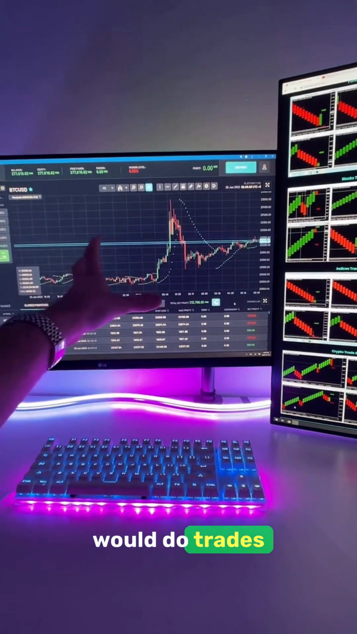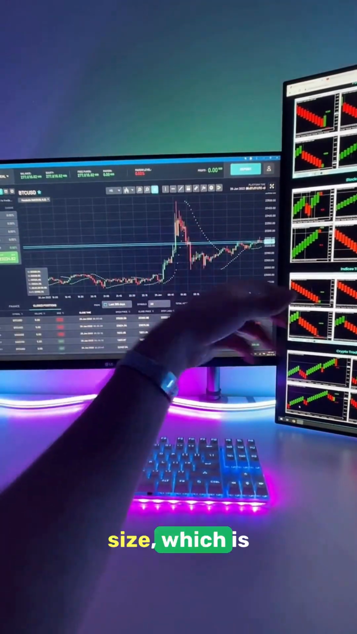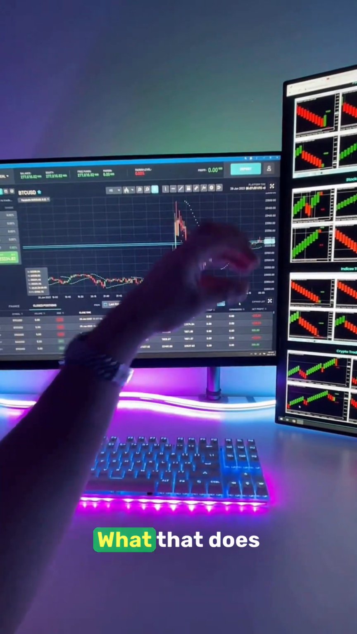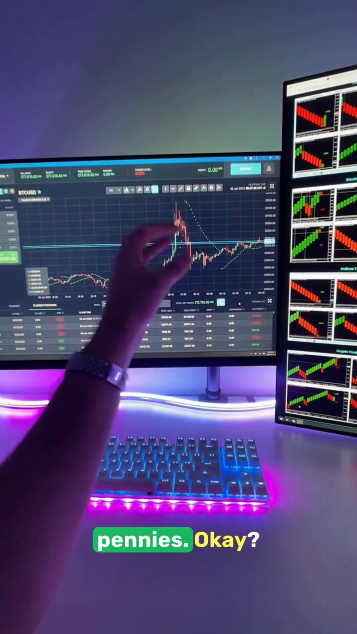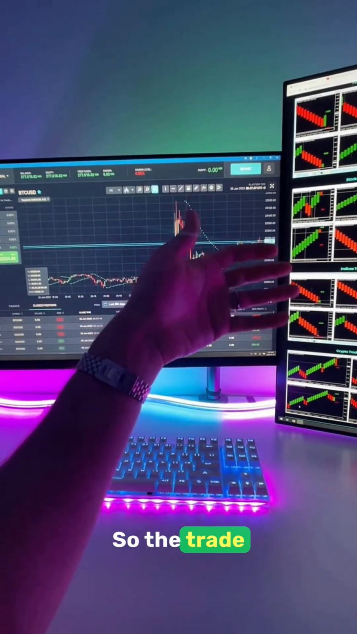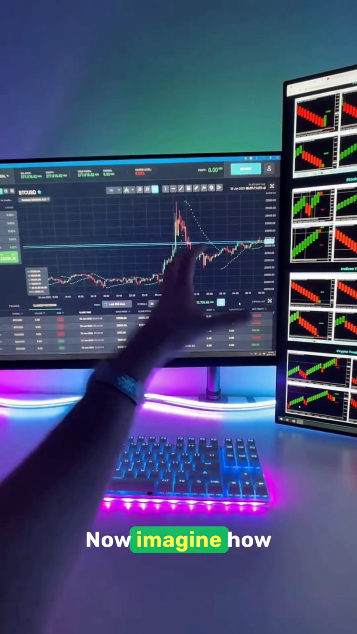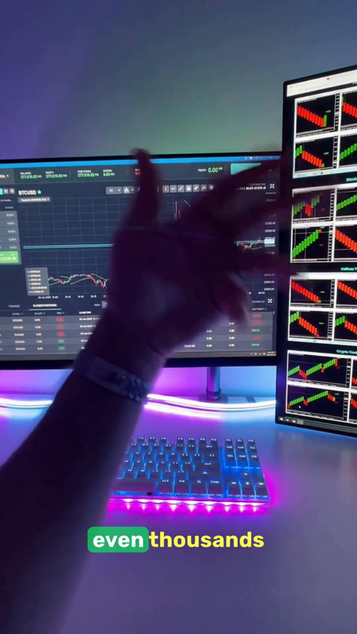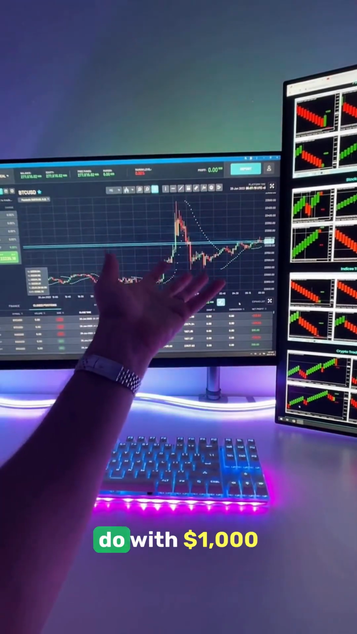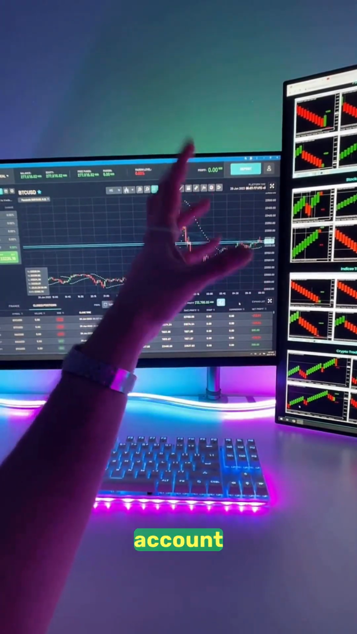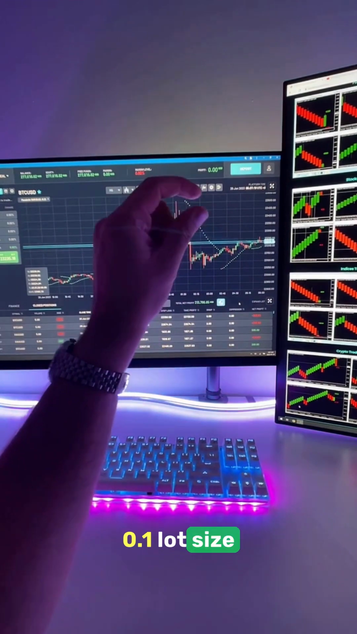And then I would do trades of 0.01 lot size, which is the smallest lot size possible. What that does is the trade is in the pennies. Okay, so the trade is worth like 50 cents or $1. Now imagine how many hundreds, potentially even thousands of trades I can do with a $1,000 or $5,000 account if I'm doing 0.01 lot size trades.